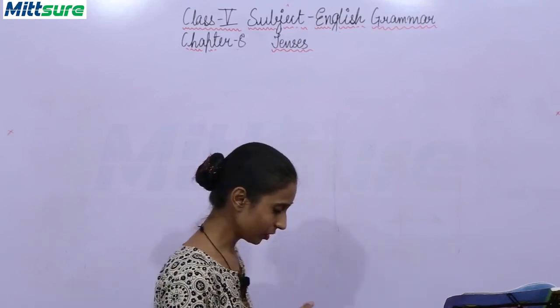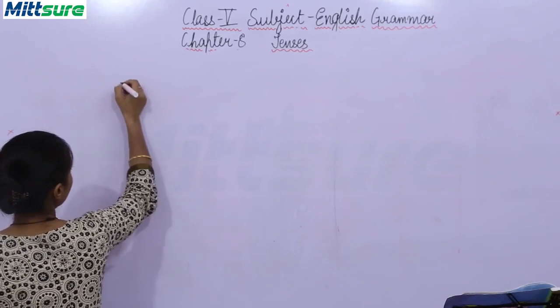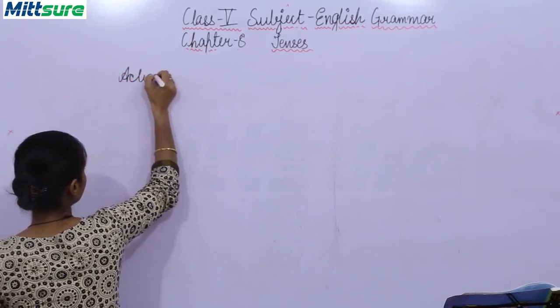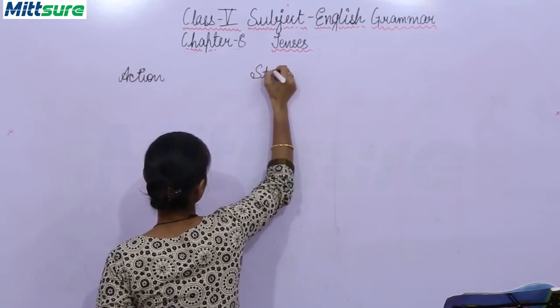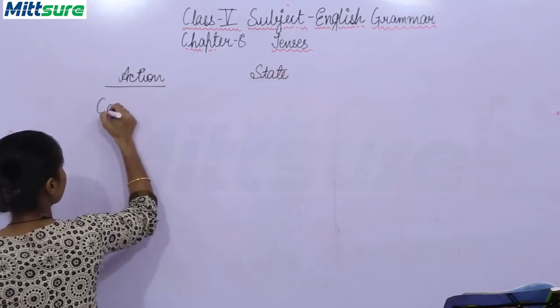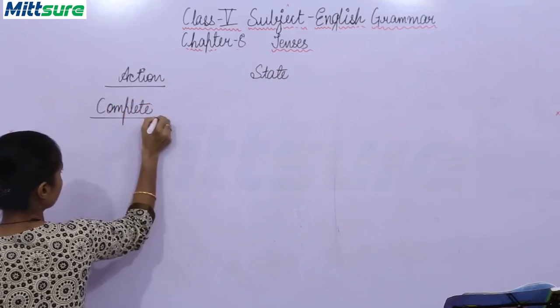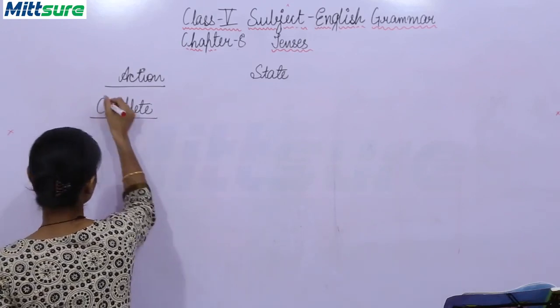This is what we are going to learn in tenses. How? Children, just understand. Tenses depend upon action and its state. State of action. Now, complete. See how I am dividing it?